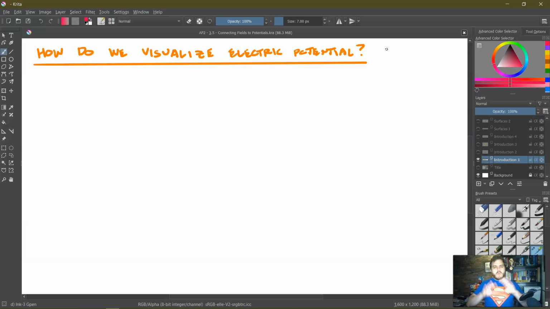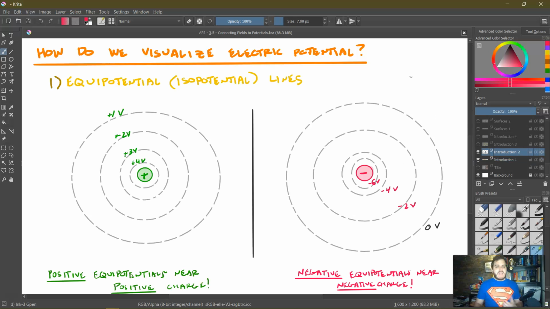Well, first, let's quickly go into a little bit of detail about how we visualize electric potential. Because like electric fields, we cannot physically see it, so typically it's represented through what are known as equipotential or isopotential lines. Iso meaning same, and these are lines where every point on the line has the same electric potential in volts. So for instance, I have this positive charge here and this negative charge, and around them we've got circles, these rings of these dashed lines, which are all equipotentials.